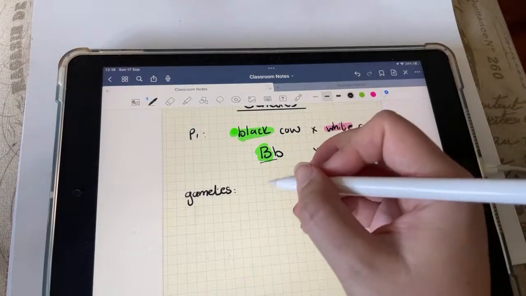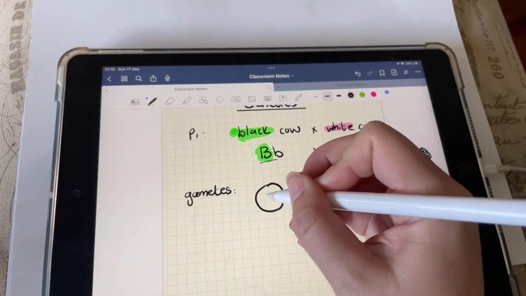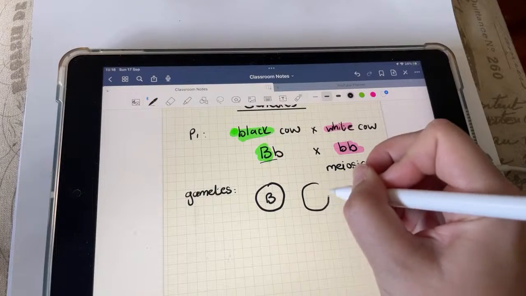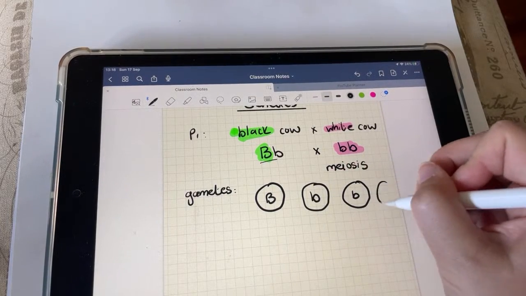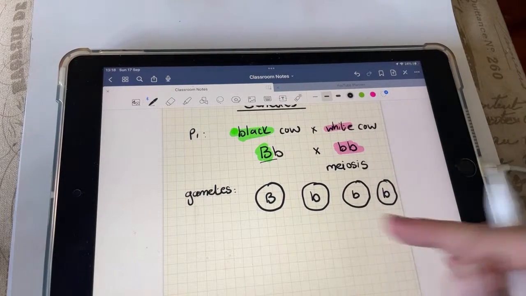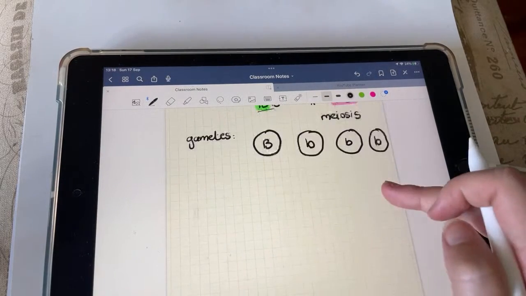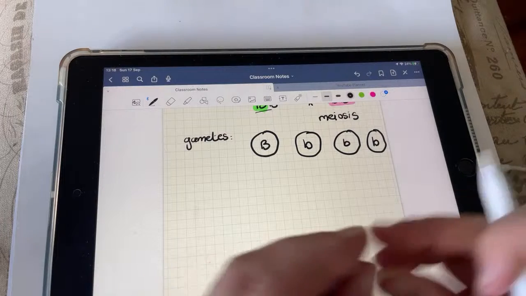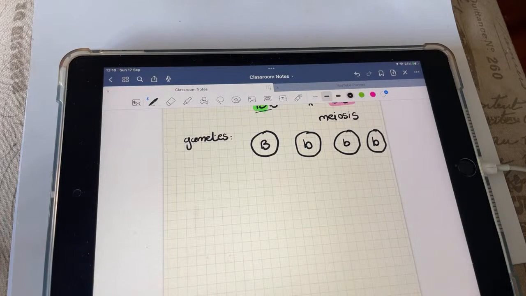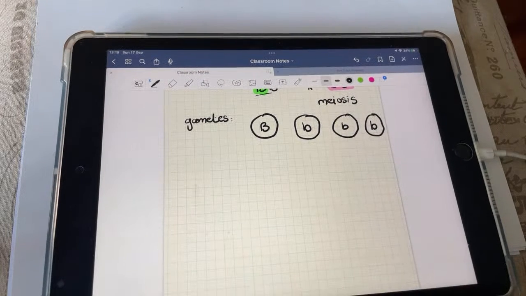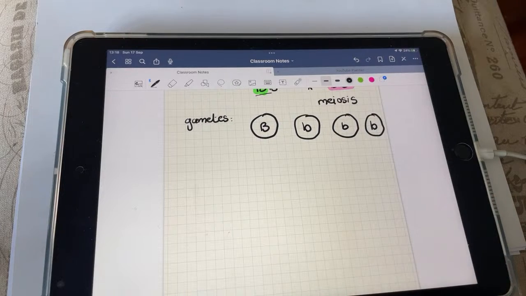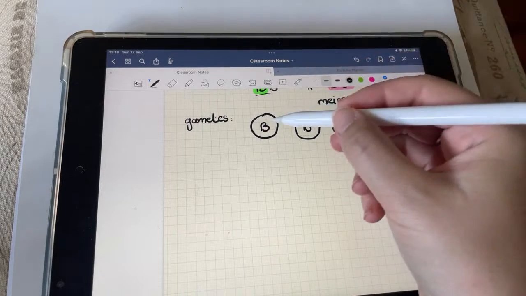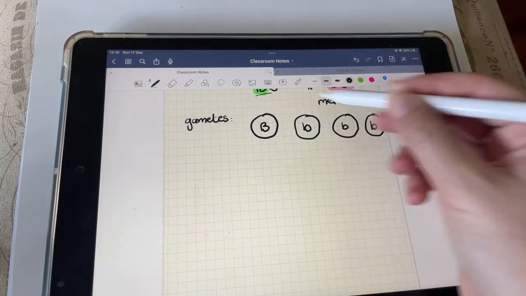So when I draw my gametes, your teachers probably don't teach you to do this, and that's okay. I just do it because it prevents my students from losing marks. I make them put their gametes in circles, sort of like to represent cells. And why do I make them do that? Because if they don't, often they lose marks for putting the gametes too close together, which is problematic. So we put our gametes into separate little circles.